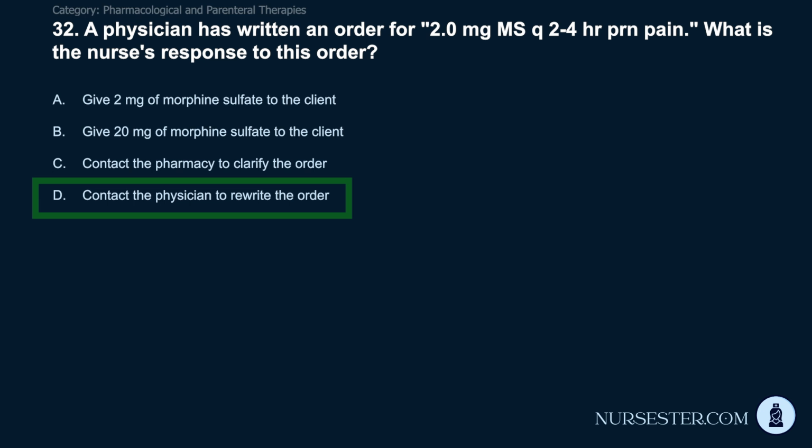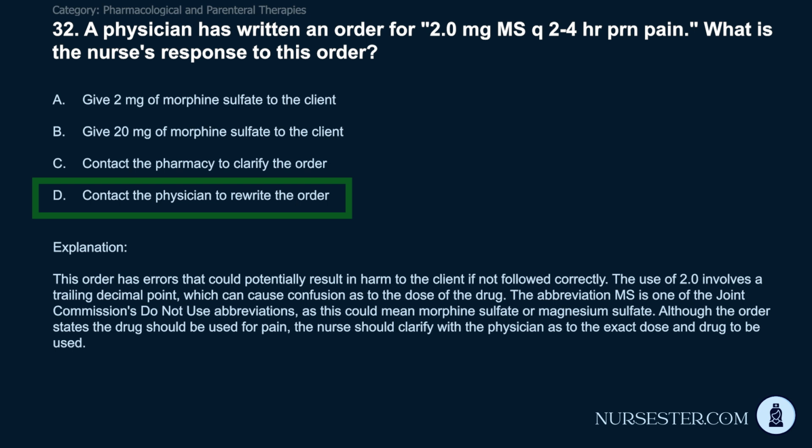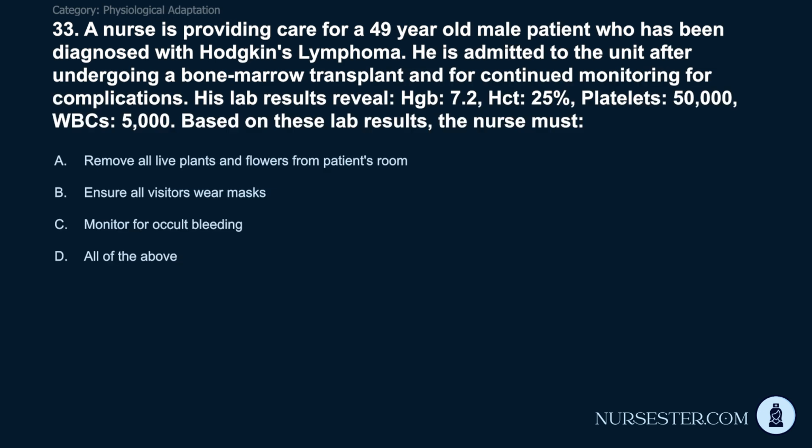Correct answer, D. Contact the physician to rewrite the order. This order has errors that could potentially result in harm to the client if not followed correctly. The use of 2.0 involves a trailing decimal point, which can cause confusion as to the dose of the drug. The abbreviation MS is one of the Joint Commission's do not use abbreviations, as this could mean morphine sulfate or magnesium sulfate. Although the order states the drug should be used for pain, the nurse should clarify with the physician as to the exact dose and drug to be used.